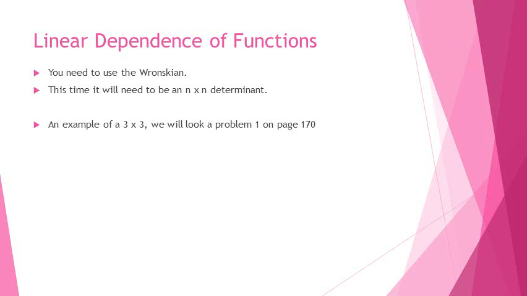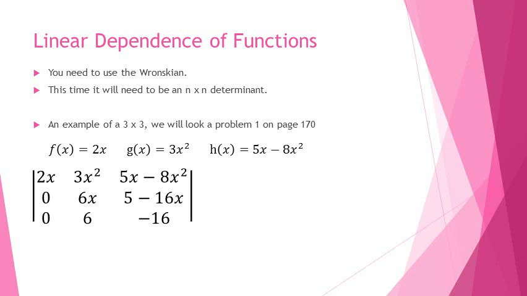The example we're going to do is problem 1 on page 170. It's a 3 by 3. It's probably not page 170 anymore because that's the old edition. So here are my functions. The first function f is 2x, g is 3x squared, and h is 5x minus 8x squared. And I'm going to create my determinant here. Remember, the first row is the functions themselves, f, g, and h. The second row is the derivatives of those functions, and the third row is the second derivatives of those functions.